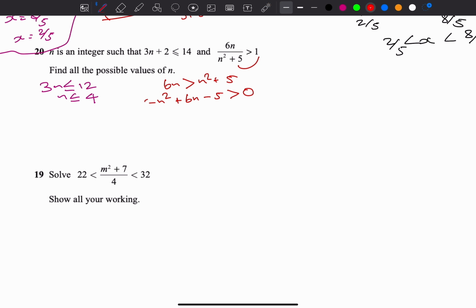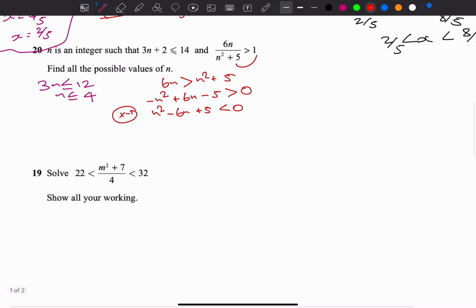But remember, you can't deal with the negative n squared, so you multiply everything by negative 1. That means you switch the signs: n squared minus 6n plus 5. But when you multiply by negative, the inequality sign switches. Not greater than now, less than 0. Then factors of 5 that make minus 6: n minus 1, n minus 5, less than 0. n is 1, n is 5.